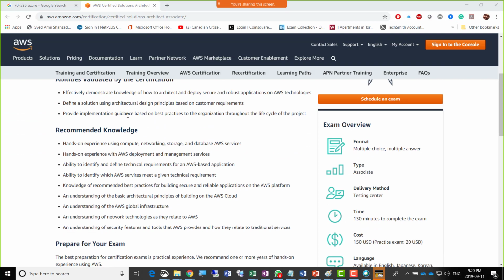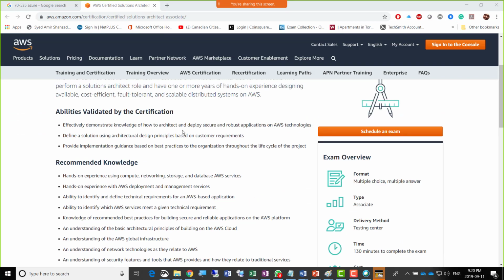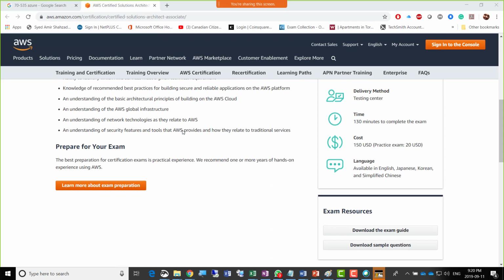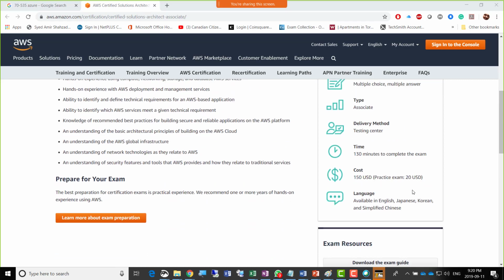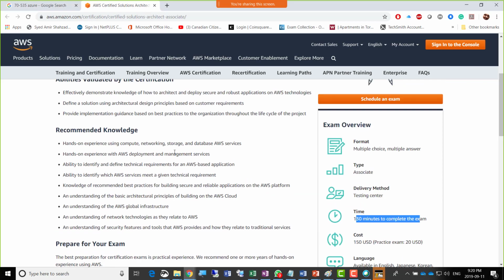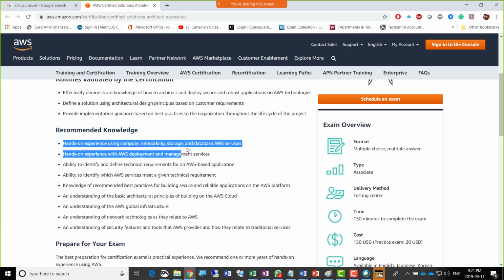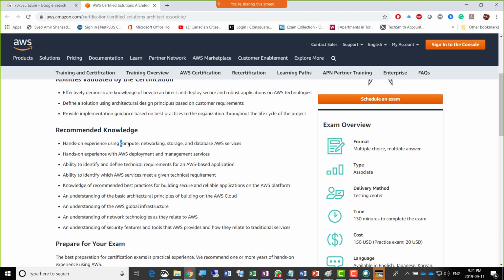So here are the abilities validated by the certification. It tells you the exam is $150, 130 minutes to complete, and you have to do it in a testing center. This is just overall what they want: hands-on experience using compute, networking, storage, and database. We're going to be covering all those. Compute for virtual machines, networking for how to create private networks, how to create huge storage with a lot of advanced features, and how to create databases and what kinds of databases there are.